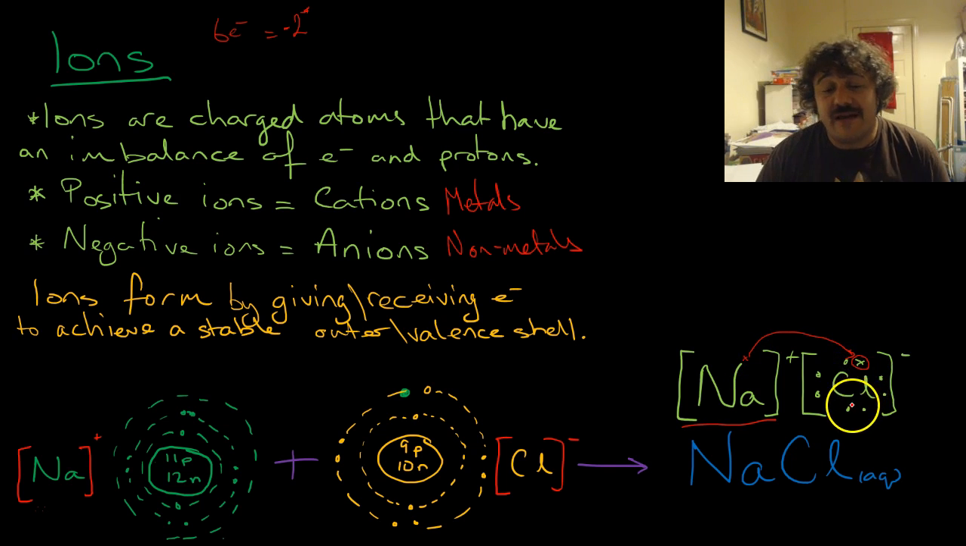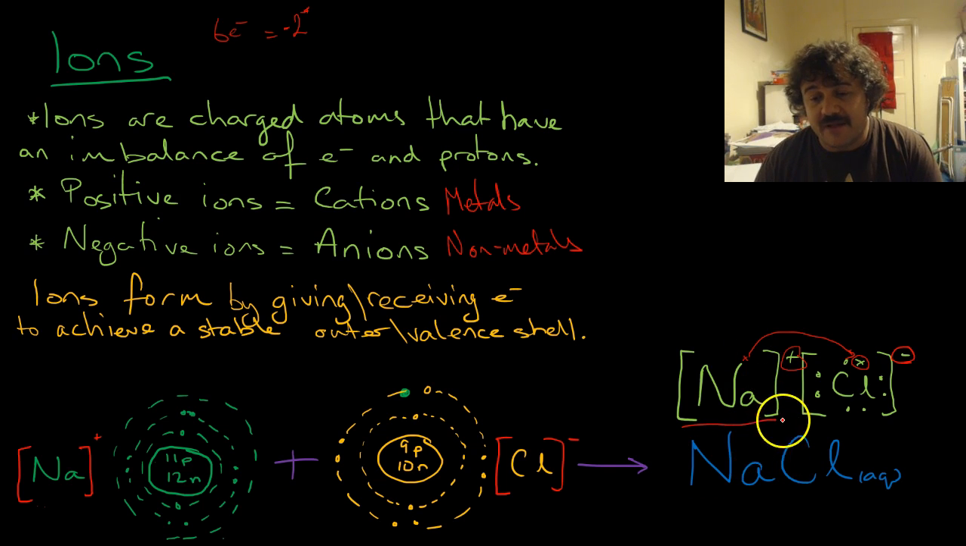And now this one has 9 protons and 10 electrons. 2 in the first shell, and now 8 in the outer shell. And that means it has a charge of -1. So that's what's going on there. So we've got +1, -1. The other thing you'll notice is that they even out. They cancel each other out.